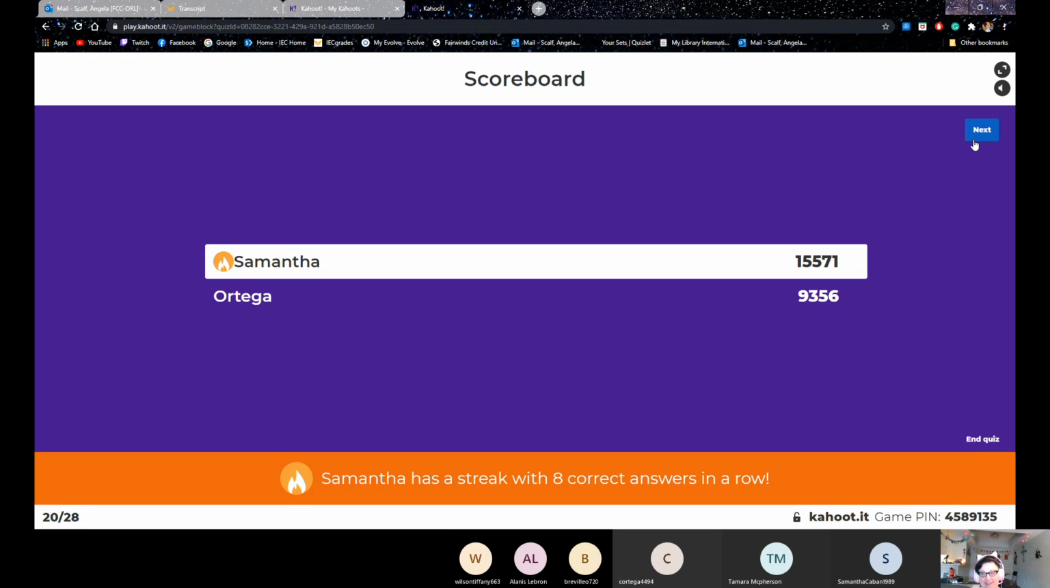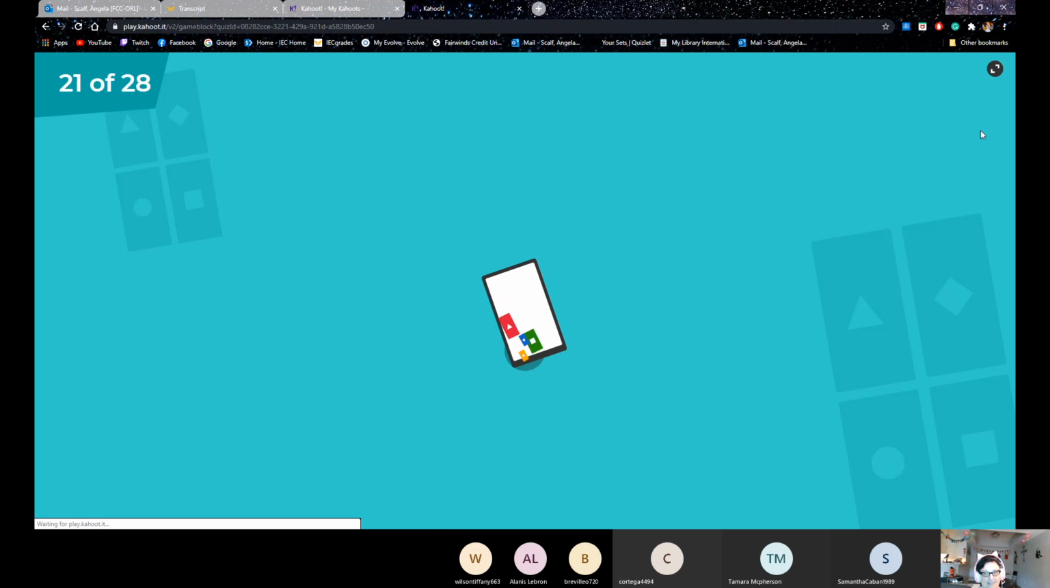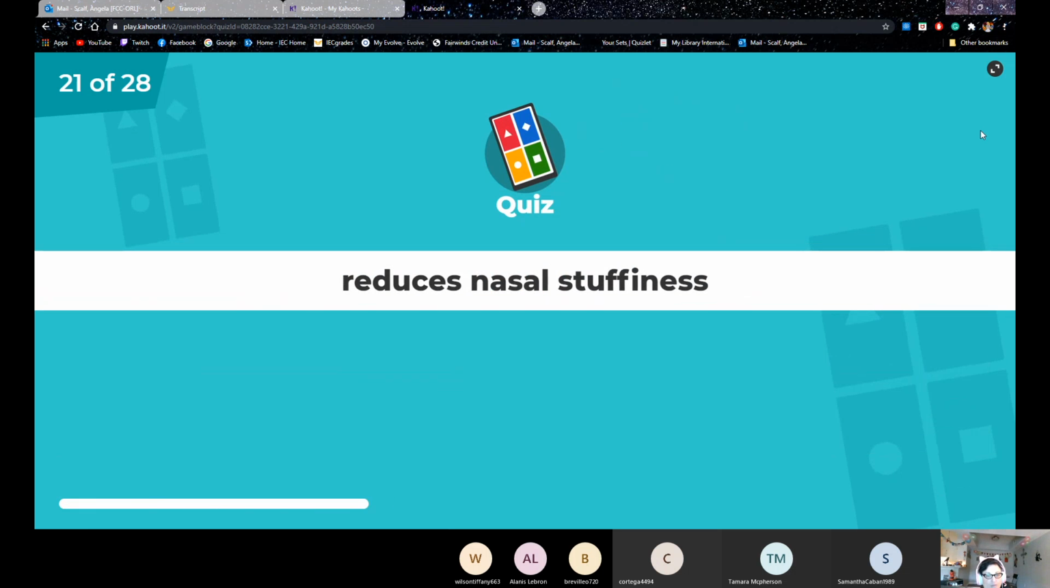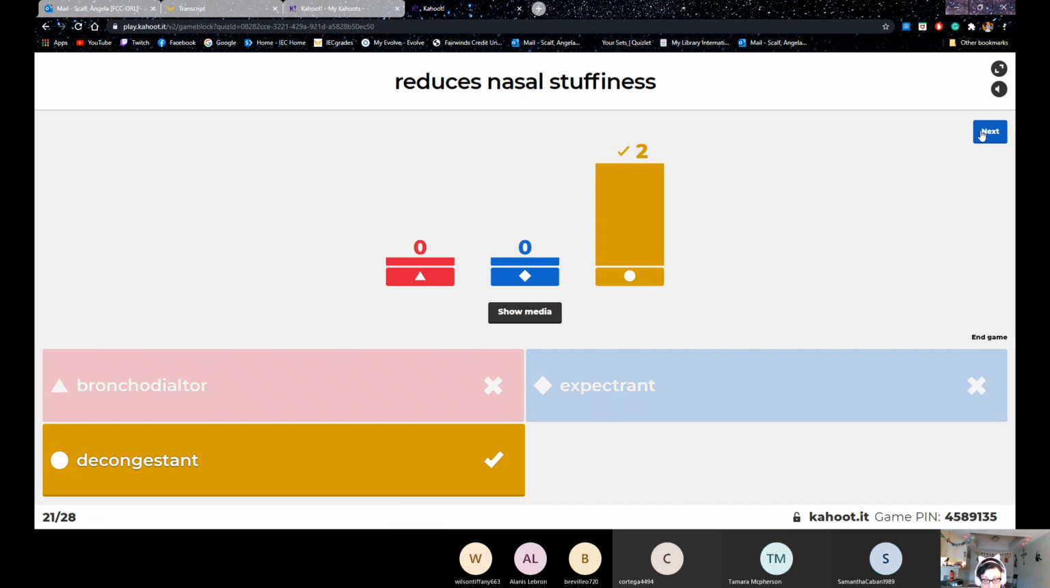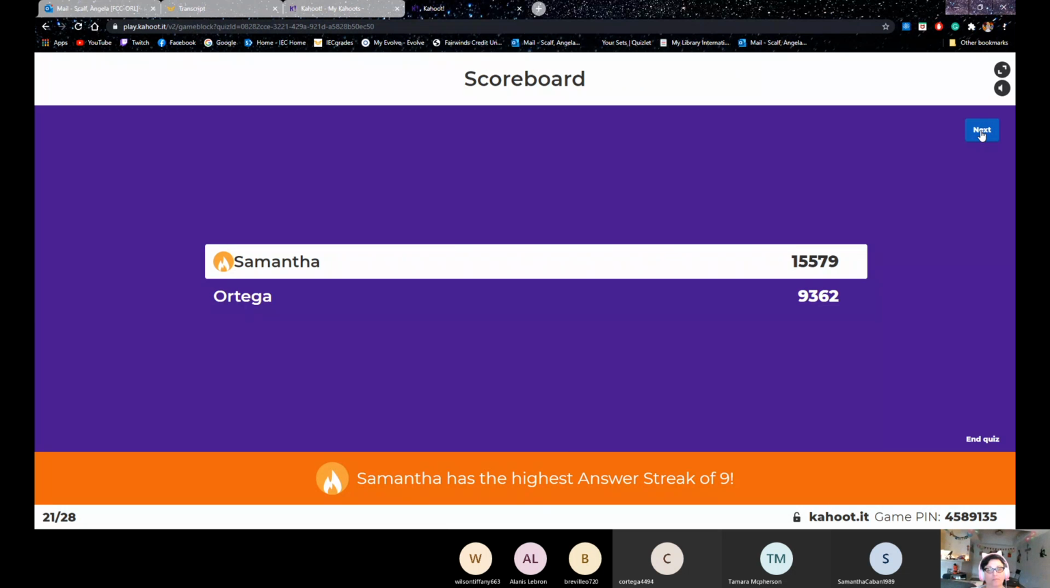All right. Reduces nasal stuffiness. Yeah, decongestant. And we've got all kinds. There's Tylenol decongestant. There's even Advil has it. Claritin's a type of decongestant, Sudafed. So there's all kinds of those.